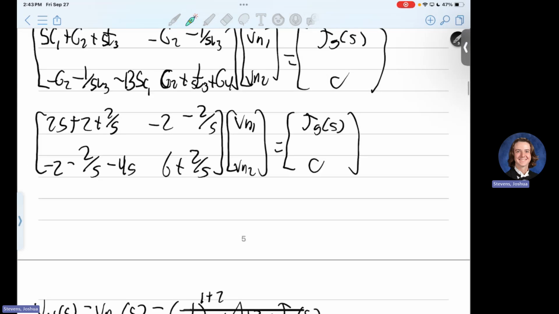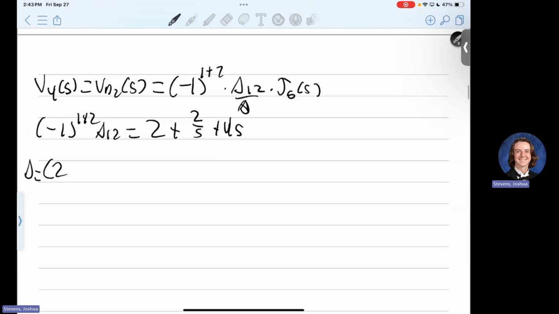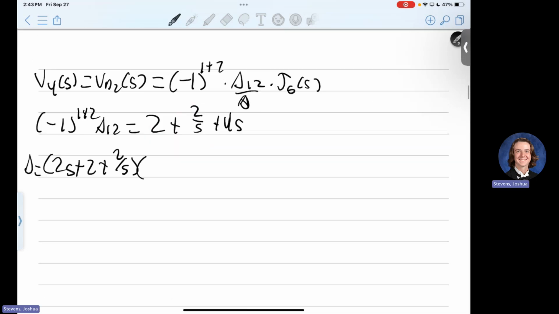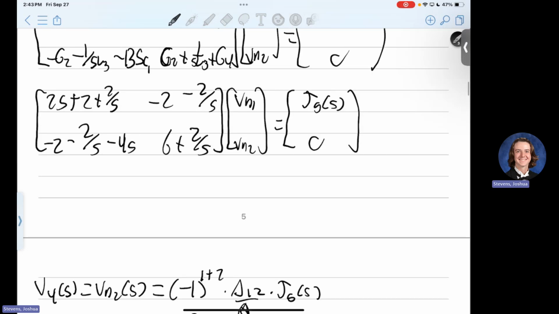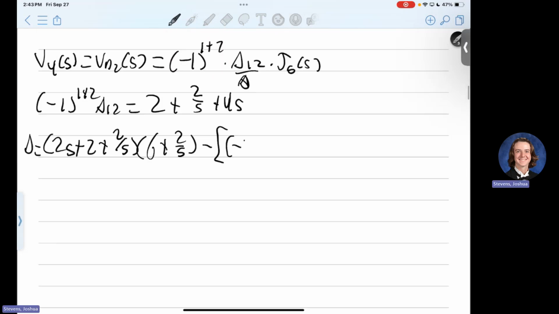All right, so like I said, that times that minus that times that. Okay, so 2s plus 2 plus 2 over s, times the next term, or I should say times this term, which is 6 plus 2 over s, all subtracted by these two terms. And I like to write this one first. That's just me. Negative 2 over s, nope, negative 2 minus negative 2 over s times negative 2 minus 2s minus 4 of s.